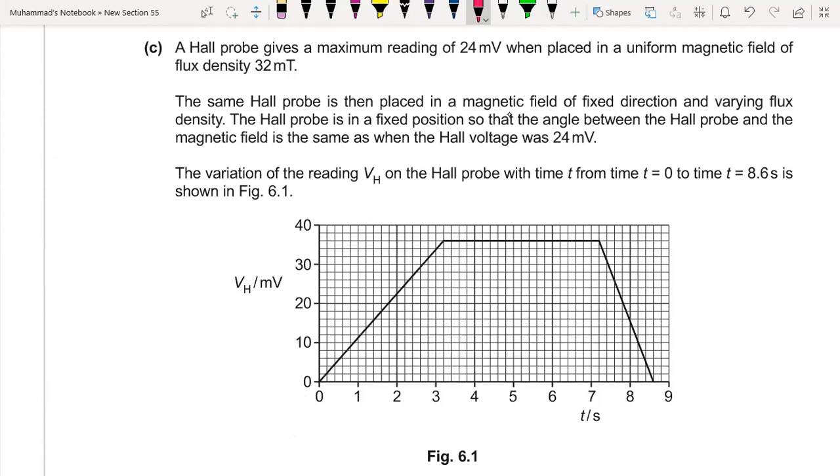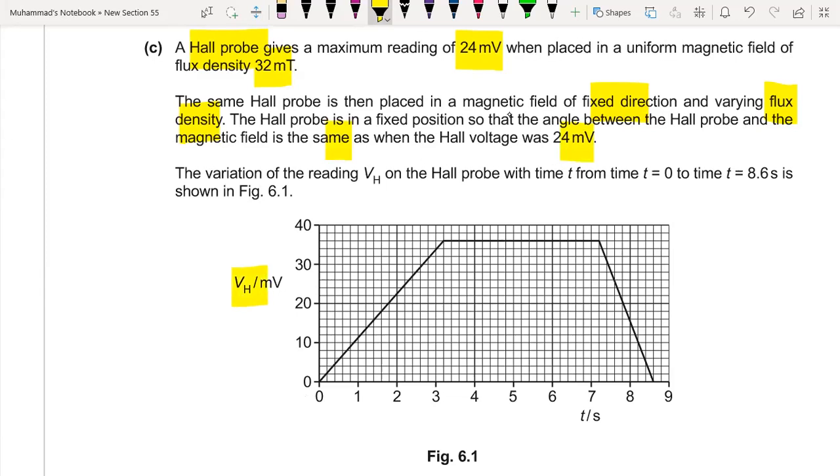Now this is another important situation. A Hall probe gives the maximum reading 24 millivolt when placed in a uniform magnetic field of density 32 millitesla. The same Hall probe is then placed in a magnetic field of fixed direction and varying flux density. The Hall probe is fixed in position so that the angle between the Hall probe and the magnetic field is the same, the angle is not changed. So when the Hall voltage was maximum, it is same as previous.